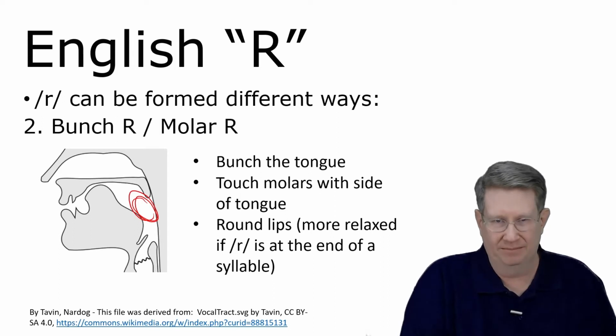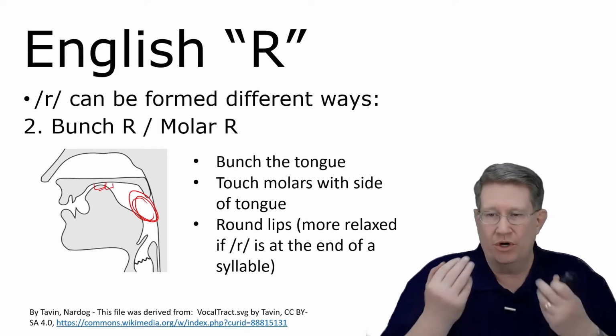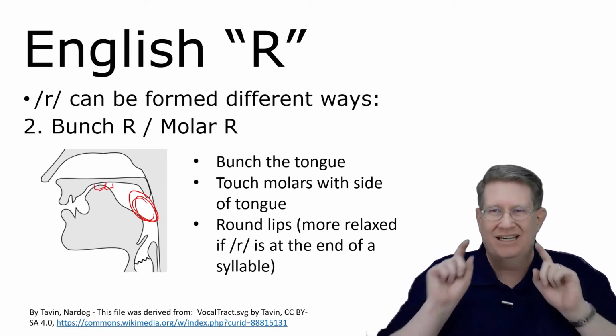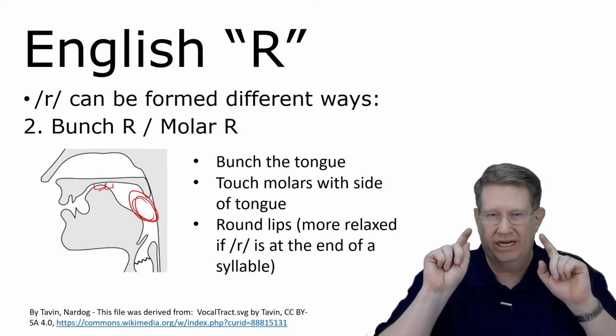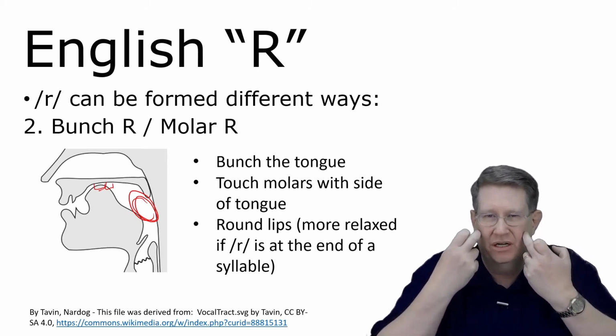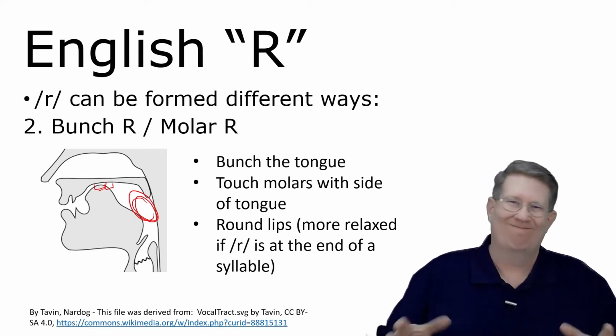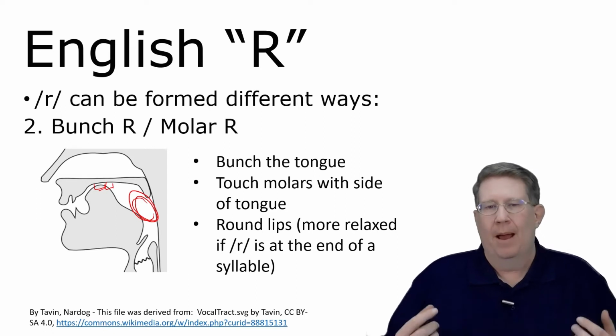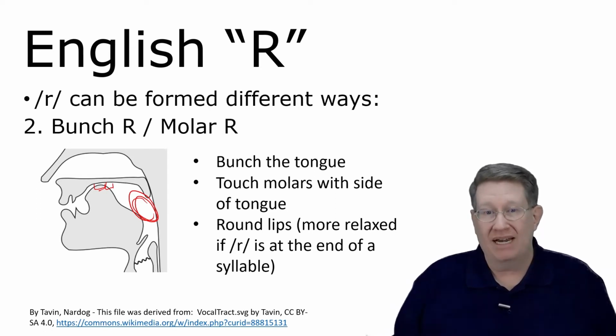This is kind of the back of the tongue, and the molars would be here, and that would probably be about the end of the teeth. So you push your tongue up and back, and the sides of your tongue touch the inside of the molars. Okay, so you bunch the tongue, you push it together, you touch the molars with the sides of the tongue, you round your lips somewhat. Okay, it's not as much as an ooh sound. The lip rounding, though, is more relaxed if the R is at the end of the syllable.